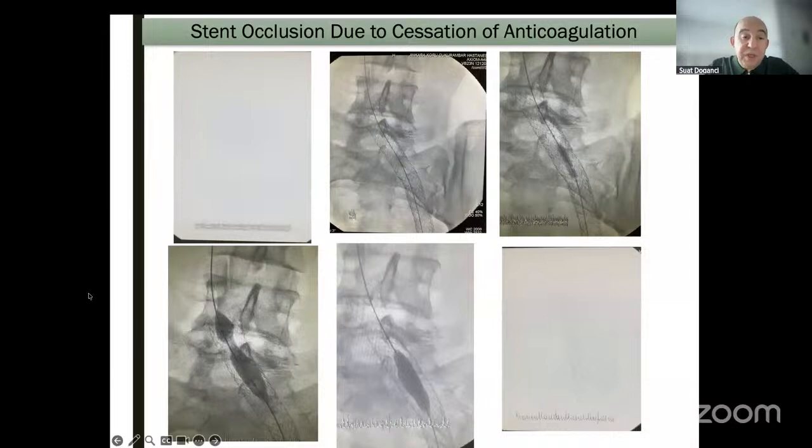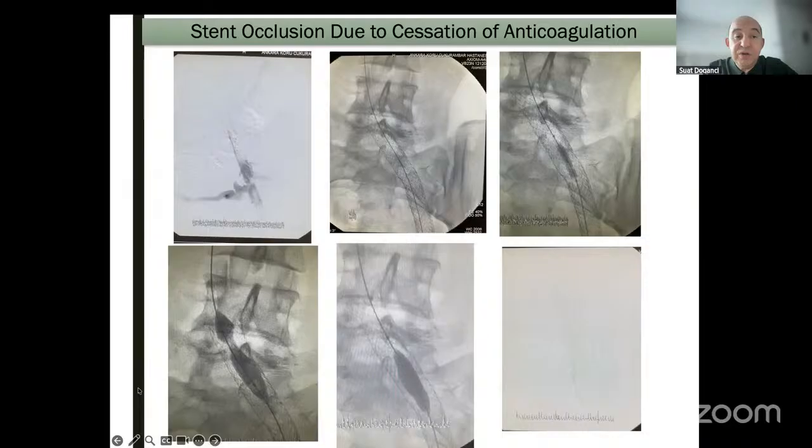And this patient had a stent occlusion because of the cessation of anticoagulation. I stented this patient more than 2 years ago. Unfortunately, due to some teeth problems, the dentist stopped the anticoagulation for 2 weeks. Although I told him not to stop, after cessation of anticoagulation, as you see in the picture, the stent is totally occluded, unfortunately.